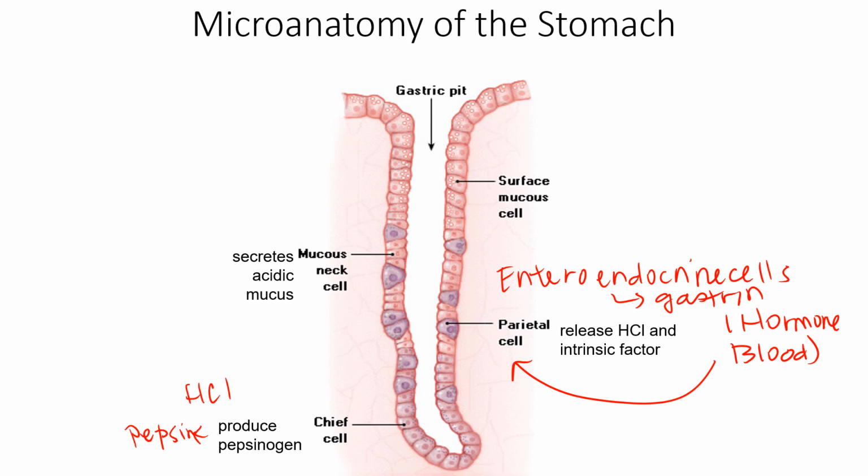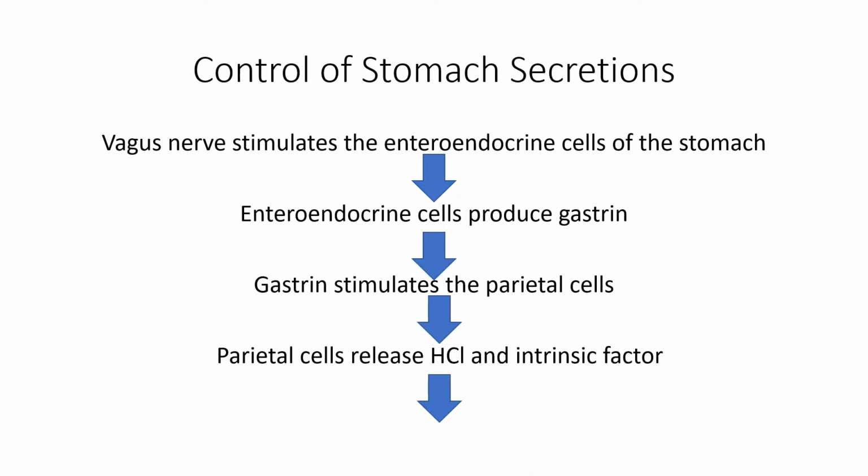All right. So I'll give you a moment to write down those blanks. We need gastrin to stimulate the parietal cells. The parietal cells release hydrochloric acid. That's your blank on the left. Intrinsic factor is your blank on the right.